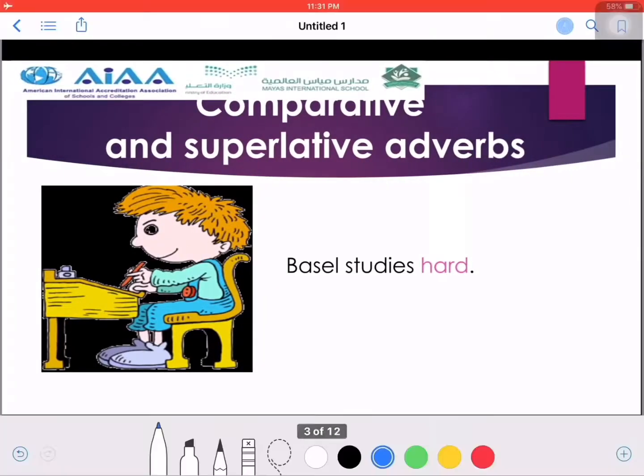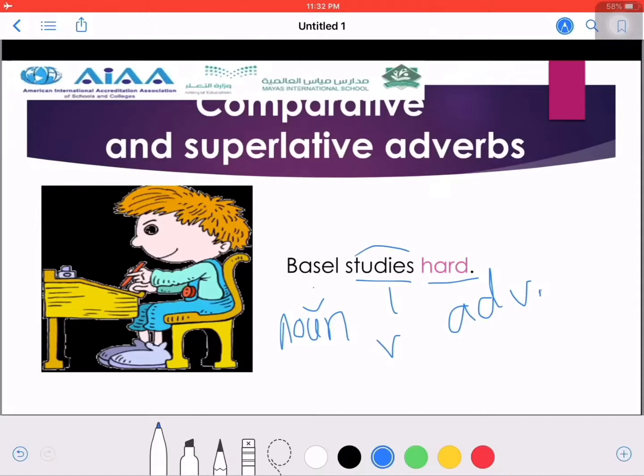Here, Basil studies hard. So here, Basil is the noun. Studies is the verb, is the action. Here, hard is what? The adverb. And we know that the adverb hard describes what? When, or where, or how often? Excellent. It describes how. How Basil studies: hard.